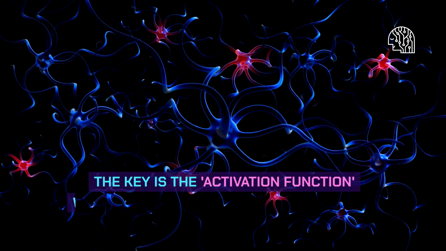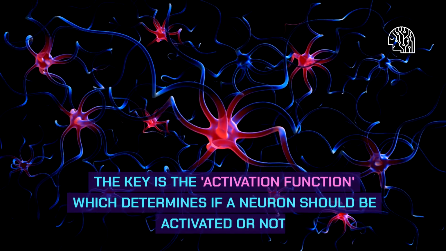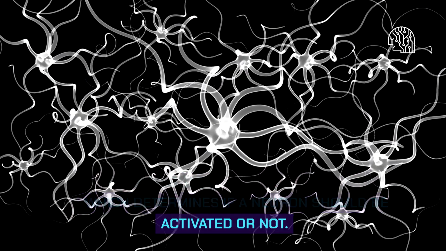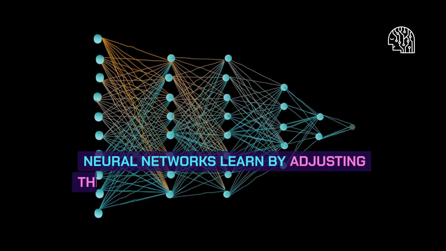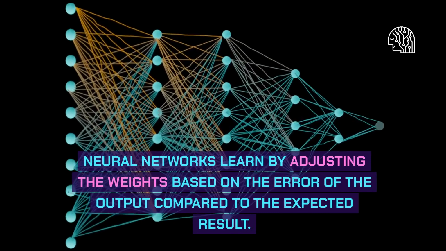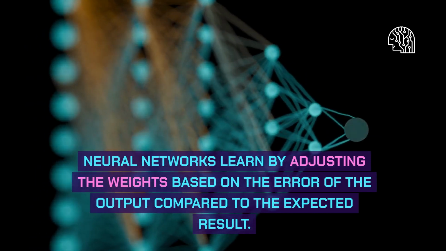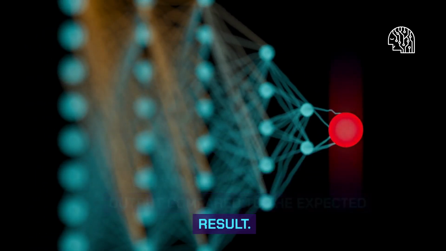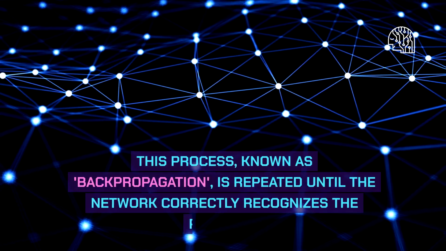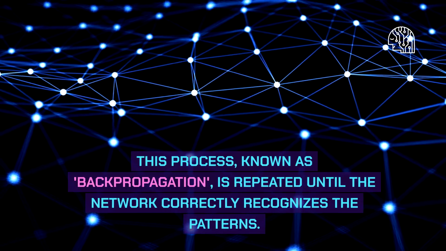The key is the activation function, which determines if a neuron should be activated or not. Neural networks learn by adjusting the weights based on the error of the output compared to the expected result. This process, known as backpropagation, is repeated until the network correctly recognizes the patterns.